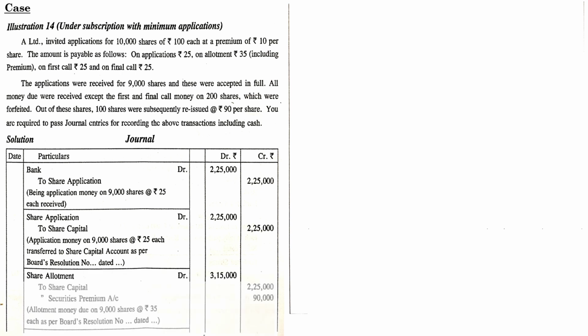Next one is the journal entry for the allotment. Here it includes premium, so you have to consider the premium amount also. First of all, the due entry: share allotment account debited to share capital and securities premium account. Here the share capital amount is 9,000 into the amount of allotment money. Here total allotment is 35, and in the question it is mentioned that premium is 10. So the allotment amount alone is 25.